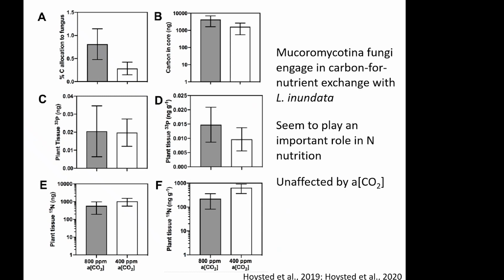We found that the fungus was delivering phosphorus to the plant. And we also found, really excitingly, quite a large amount of nitrogen was being transferred to the plant by this fungus, which was quite unexpected because this is a lot more than we typically see when we do similar things with arbuscular mycorrhizas. So it seems this fungus is important in nitrogen nutrition of plants.